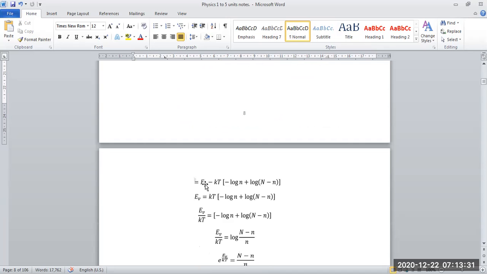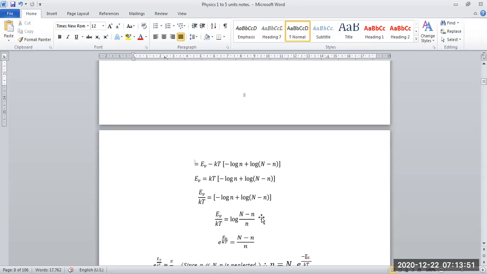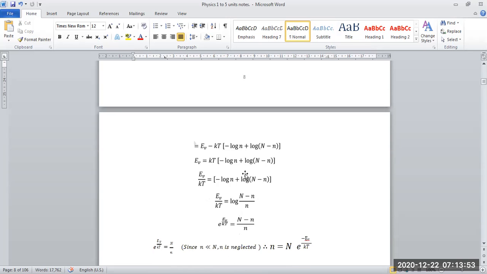So when I just take out this EV outside, EV is equal to KT times minus log n plus log of capital N minus small n. Clear everybody? So this KT term taken to the left hand side in the denominator. So EV by KT is equal to minus log n plus log of capital N minus small n. So now you can very much, I think that you got an idea. This is log A minus log B. So what is log A?